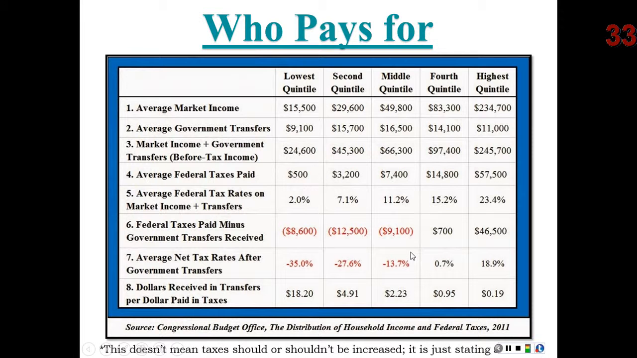Again, I'm not arguing, and no one in this class is arguing, whether we should or shouldn't raise taxes or anything like that. It's not a normative position, but simply a positive, factual assertion that we do currently have in our United States federal tax system a fairly progressive system as our starting point.